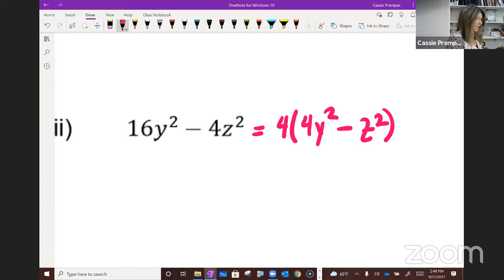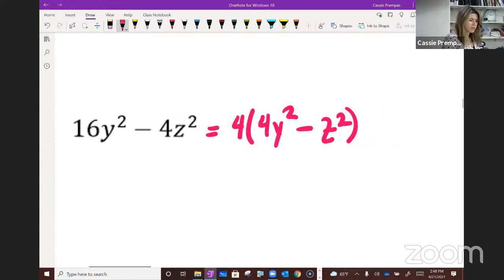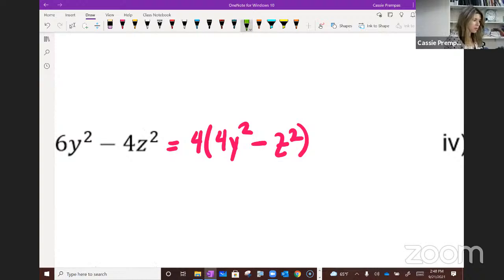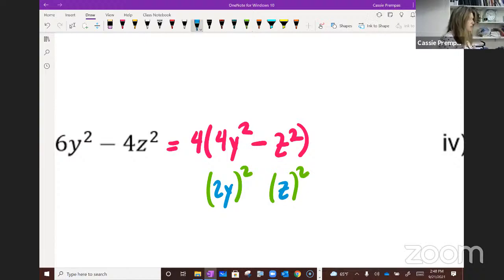Now, after I take out a greatest common factor, I look how many terms do I have? How many terms are inside the parentheses? 2. So I would ask myself, since I see a square, does this represent the difference of 2 perfect squares? Well, let's see. Is there something squared that would give me 4y squared? 2y, awesome. And is there something squared that would give me a z squared? Z, nice. So this does match a squared minus b squared.